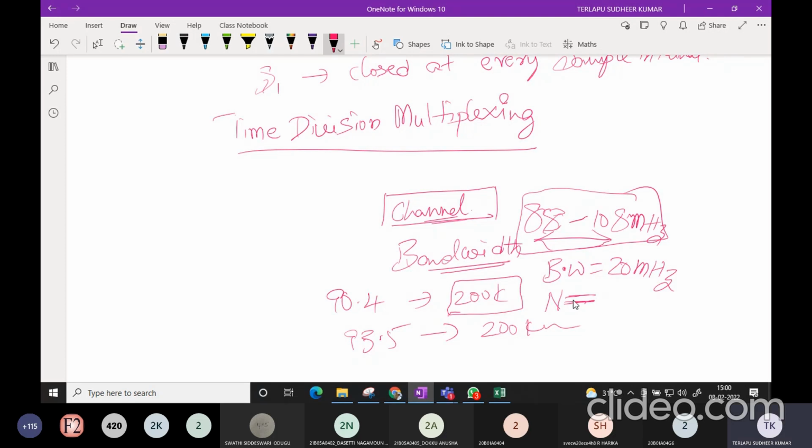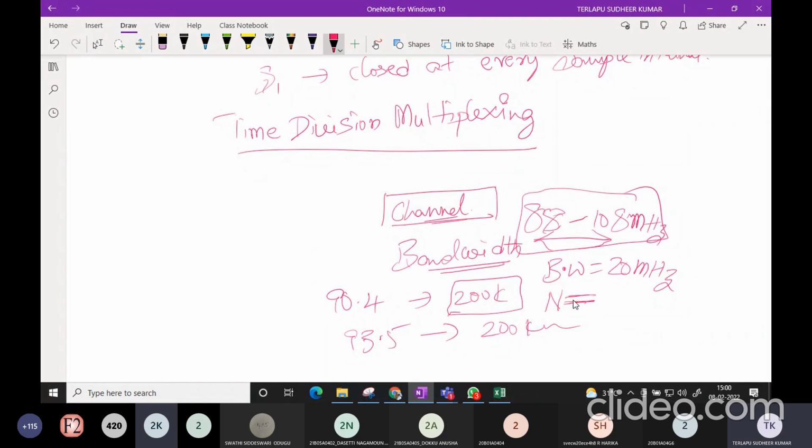You can use pen and paper, of course, your mind also. One radio station requires 200 kilohertz. I said a total bandwidth of 20 megahertz, that is from 88 to 108. How many radio stations can be set up within the band of 88 to 108?